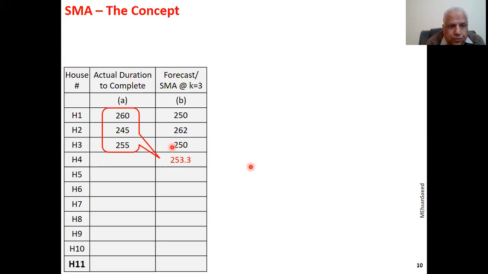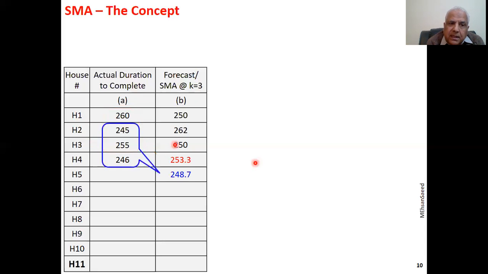If the actual duration of house number 4 comes out to be 246, we can now forecast for house number 5 by picking up the latest data point and discarding the oldest. Why? Because we have to keep K equal to 3. We have to take the average of 3. That is where the movement lies. That means picking up the next and discarding the tail.